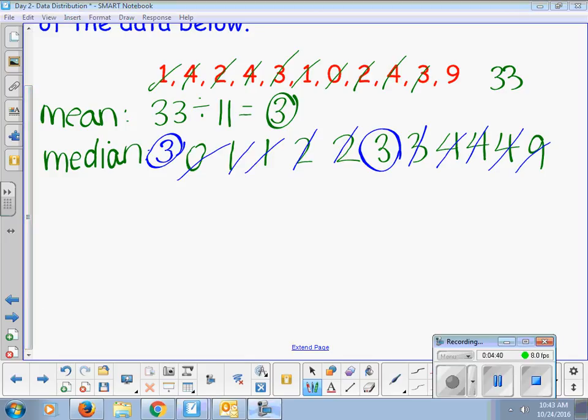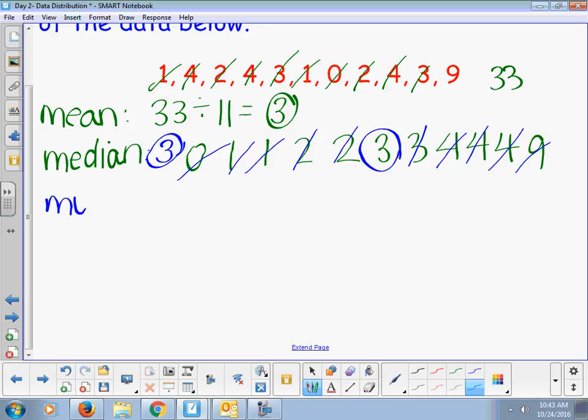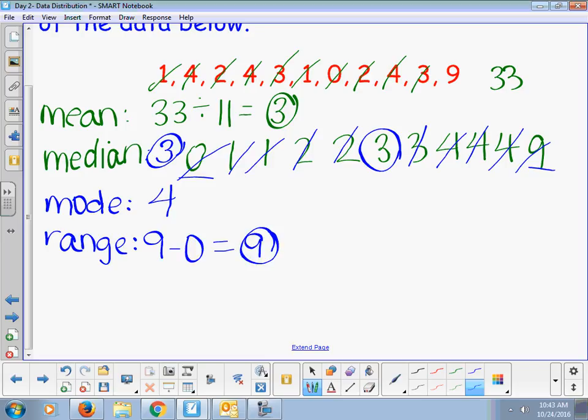Okay, your mode is your number that comes up most often. Which number appears most often? 4. And your range is the max minus the min. Our biggest number is 9, and we're subtracting 0. 9 minus 0 gives us 9.